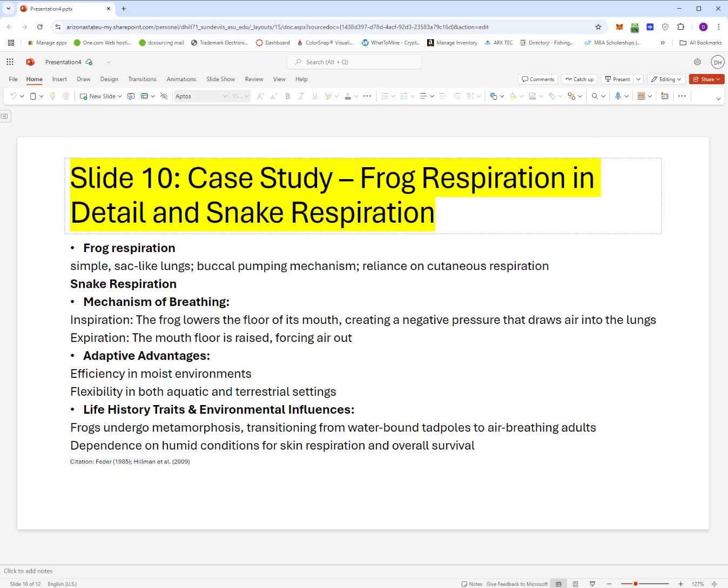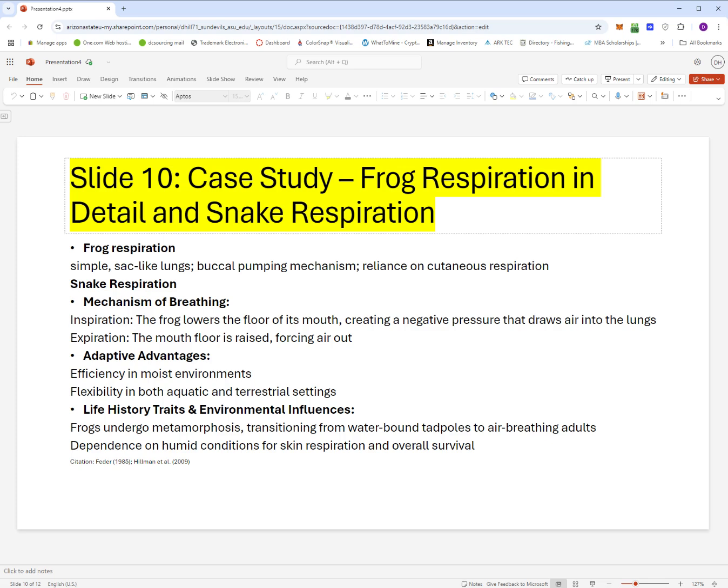In this mechanism, a frog lowers the floor of its mouth to create negative pressure, drawing air into its lungs, and then raises the floor to force it out. This active process is critical for lung ventilation. However, frogs don't rely solely on their lungs. They also perform cutaneous respiration, meaning they absorb oxygen through their moist skin.